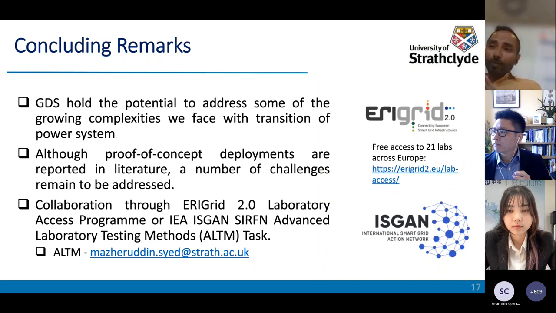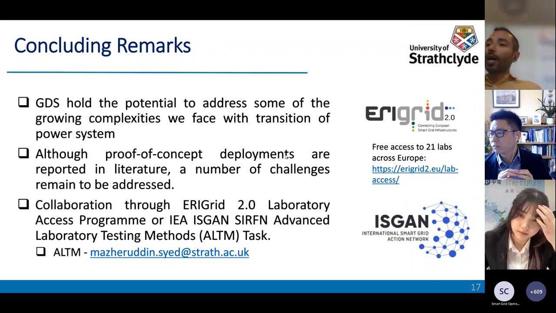Although there are proof of concept deployments, a few of which I've presented today, and a number of them can also be found in the literature, still a number of challenges remain that need to be addressed in order to make GDS a more viable technique such that it can be adopted on a wider scale.